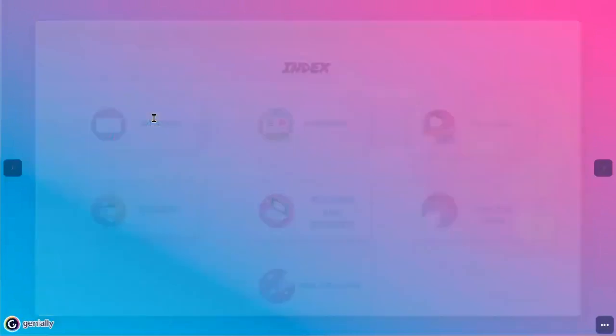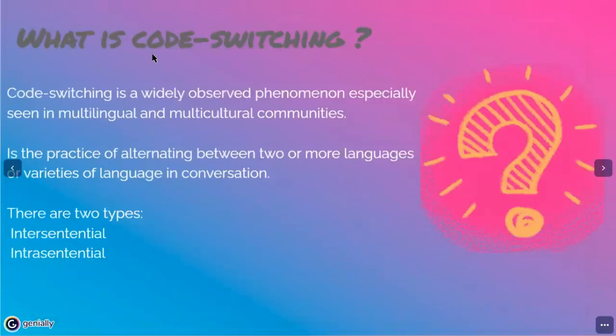Okay, we're going to start. Well, what is code switching? Basically, it is the practice of alternating between two or more languages or varieties of the language in the conversation. It can be, for example, with the native and a foreign or second language. Code switching is a widely observed phenomenon, especially seen in multilingual and multicultural communities. There are two types, the intersentential and intrasentential. It depends on the context and the things that some students are learning in the moment.